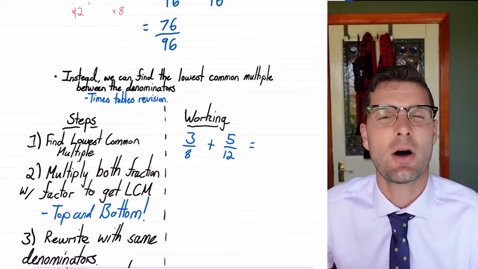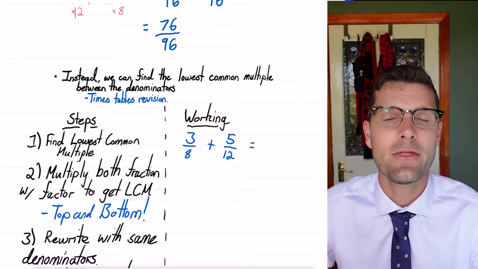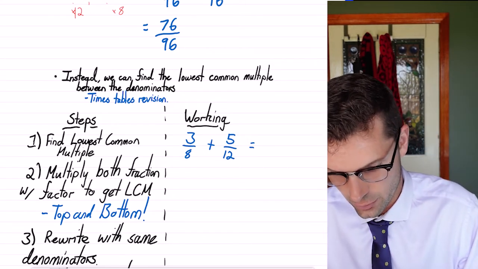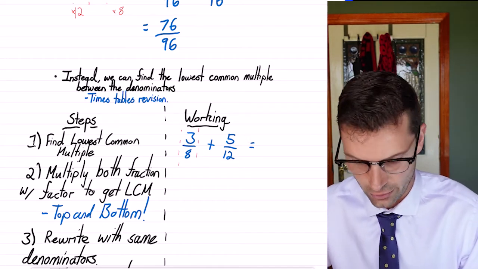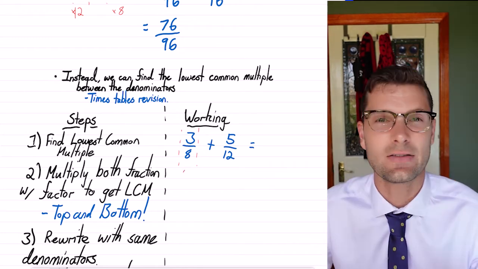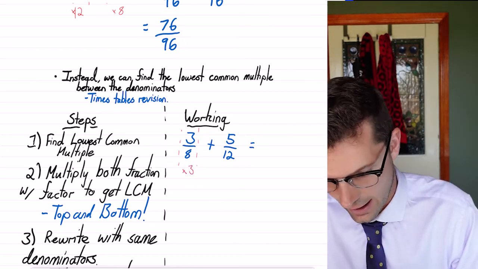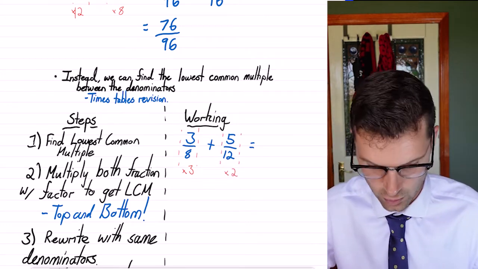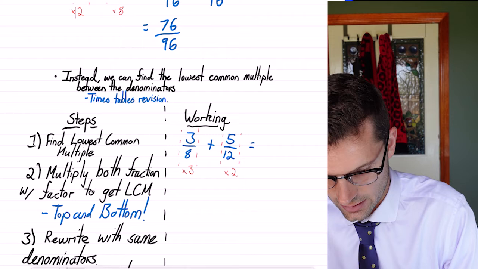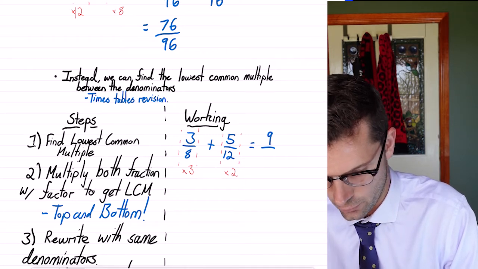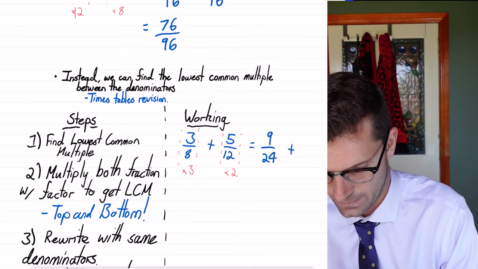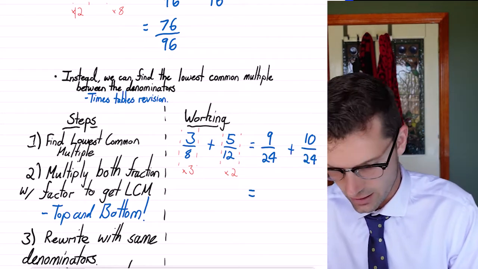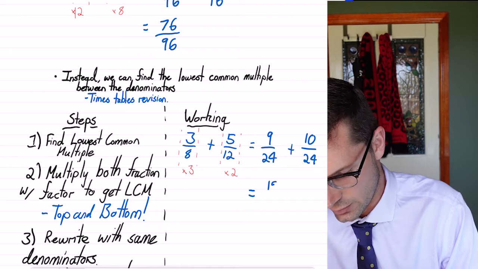So what I've got to do is multiply each fraction by the factor that will get a denominator of 24. For example, 8 times 3 is going to give me 24. So I'm multiplying this whole fraction by 3. And for this one, 12 times 2 is going to give me 24 as well. So 3 times 3 is 9 over that 24, plus 5 times 2 is 10 over 24 there. Then I just add the numerators like normal, and I've got 19 over 24.